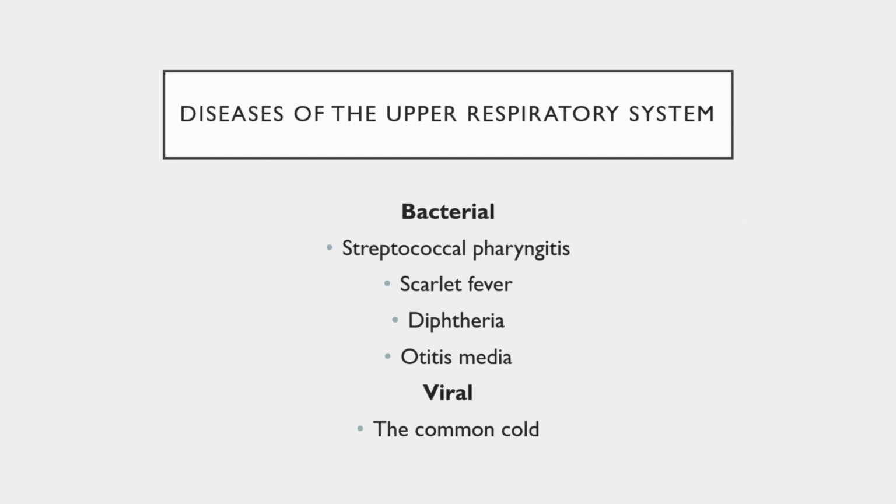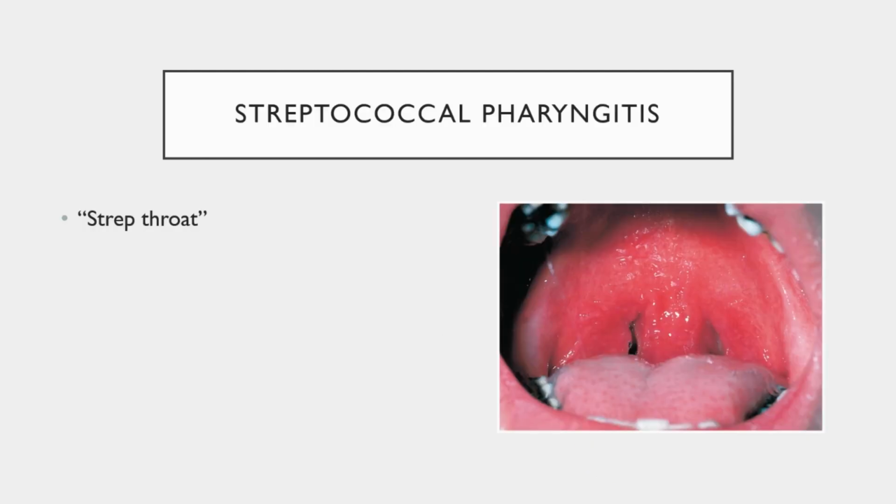So now that we've laid down some terminology, let's take a look at the list of infections of the upper respiratory system that we're going to be surveying. We have 4 bacterial infections, and we have 1 viral infection. And after we make it through these, we're going to move on to infections of the lower respiratory system. So let's get started with streptococcal pharyngitis. This is also more commonly known as strep throat.